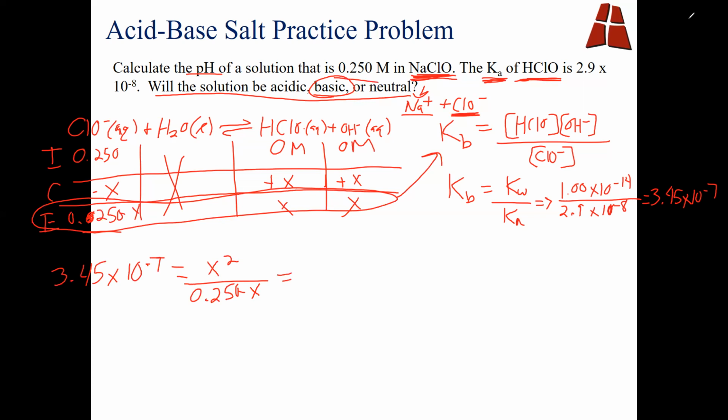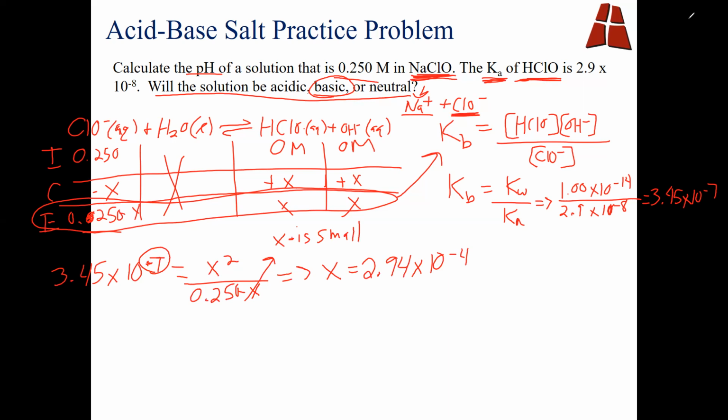So if we solve for X here, we can use our X is small approximation because our K value is less than, or we could say more negative than, 10 to the negative 4. In this case, it's 10 to the negative 7. And so using that assumption, I got a value of X equal to 2.94 times 10 to the negative 4.